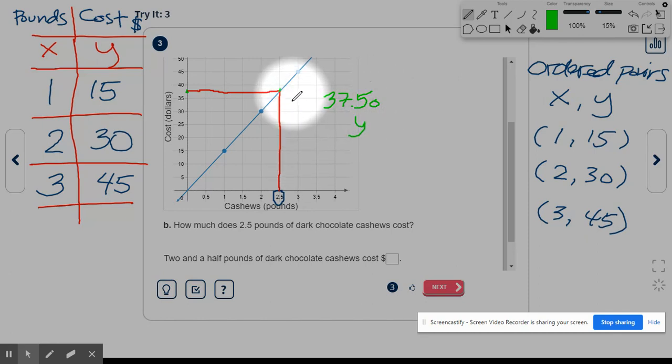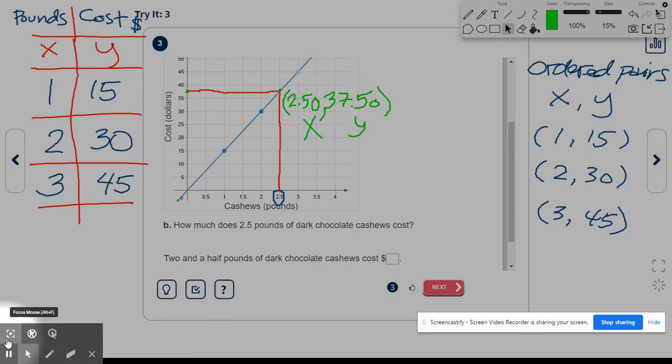And your X is 2.50. Here you go. So this is your X and this is your Y. This is your ordered pair. There you go. This is your ordered pair. So when you buy 2.5 pounds of cashews, you pay $37.50.